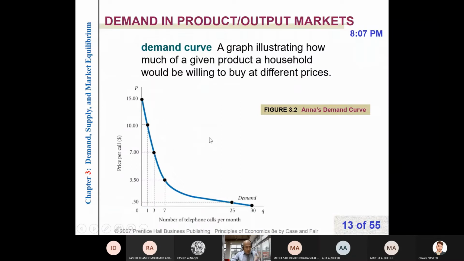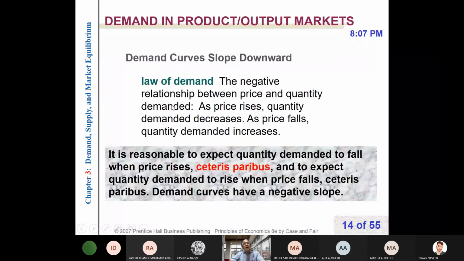So what we are talking about right now is Salim's demand curve, an individual demand curve for a single product. Salim's demand curve for telecommunication services or for tomatoes. So the quantity demanded depends on its price, ceteris paribus, assuming that other factors remain constant. So accordingly, we can derive something called the law of demand.